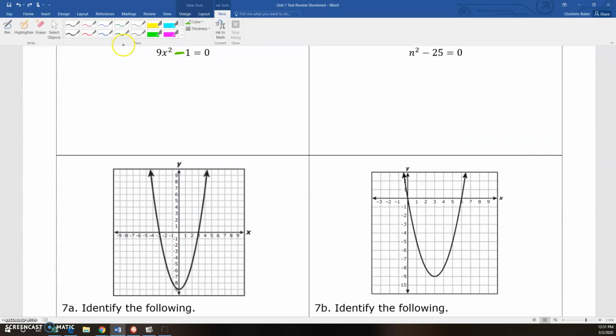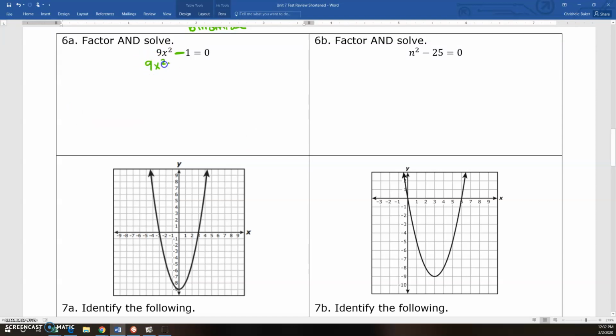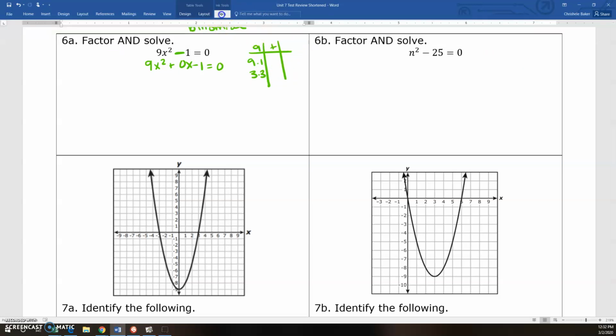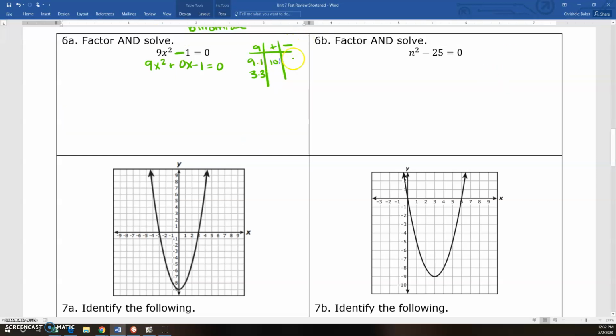But I'm going to factor this the same way we've been doing it, and I just have to insert a 0 in here. 9 times 1 is 9. 9 and 1, 3 and 3. Okay, add and subtract, add and subtract. That's what I was looking for. I'm under the minus column, so that means my signs are different. 9x squared plus 3x minus 1.